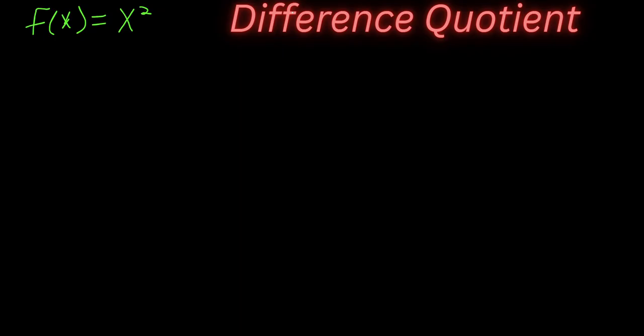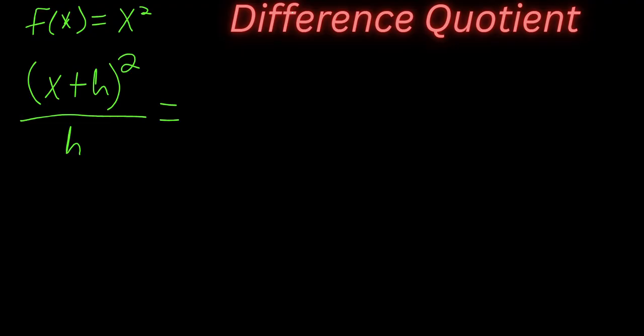So let's go ahead and write it as, so x plus h is going to replace our x. We're going to square that, and we're going to divide that by h. Okay. Let's go ahead and move that over to the right here. And sorry, there's one other step. We're also going to subtract f of x, or we can just say subtract x squared.